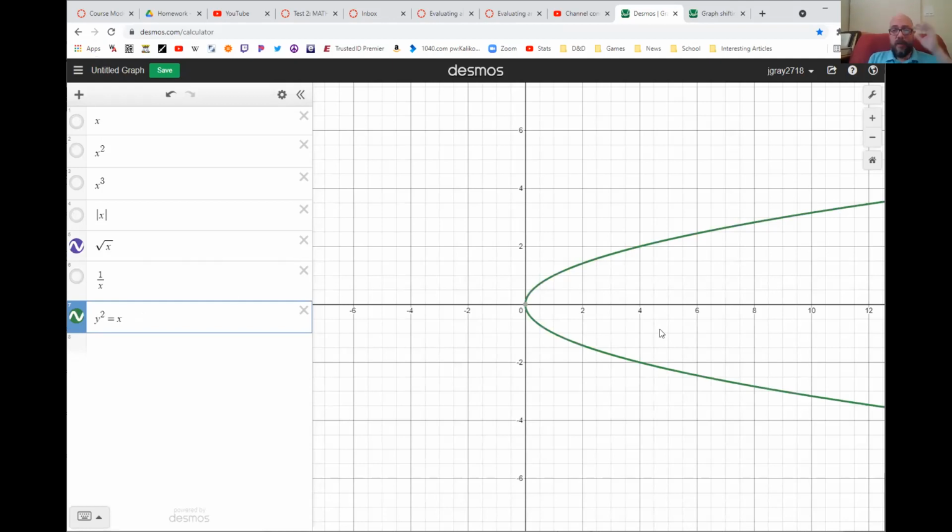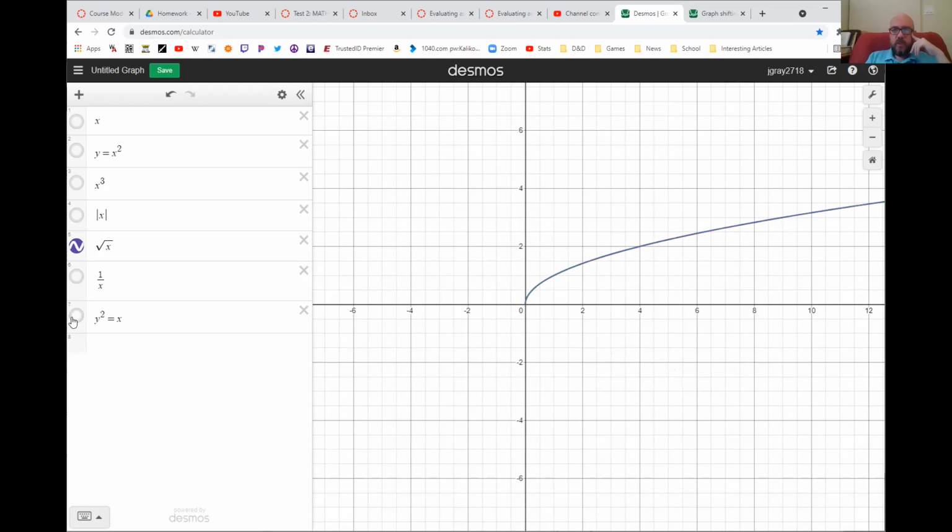It's a parabola on its side, right? All I've done is I've taken y equals x squared here and switched the x and the y. That's the thing that I did. So all of the x's become y's and the y's become x's. So everything that was facing up is now facing to the right. That's what y squared equals x looks like.